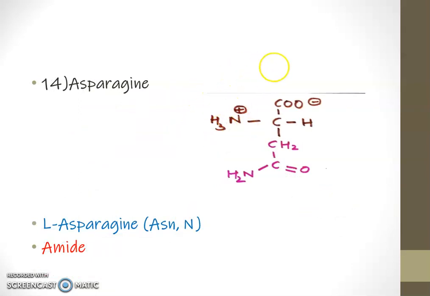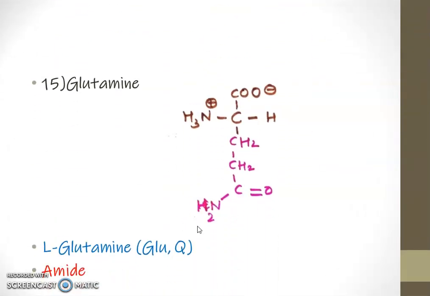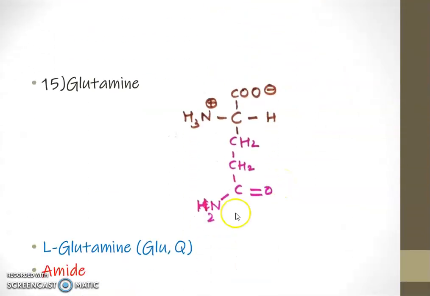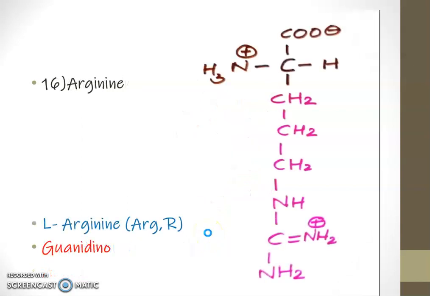The 14th one is asparagine, which is the first amino acid discovered, right? And there is an amide group present. C double bond O, NH2, then ASN and N is the symbol. Next one is glutamine. Here if we add CH2 group to the previous one, then we will get glutamine. GLN, Q, amide group is present. The next one is arginine, which is ARG, R, guanidino group is present.